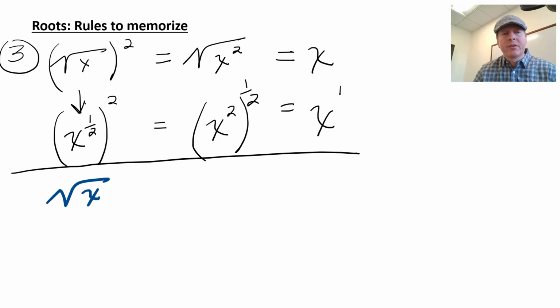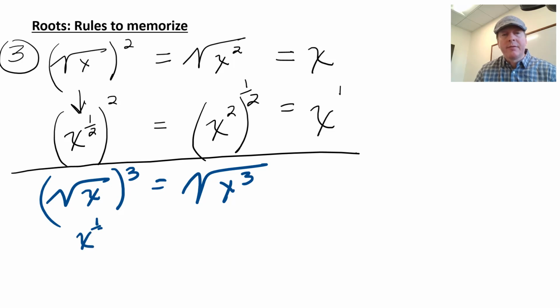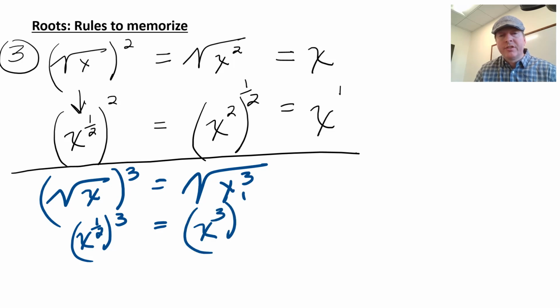Suppose I had the square root of x cubed. That is the same thing as the square root of x, cubed. X to the 1/2 cubed is equal to x cubed raised to the power of 1/2. Both of them are x raised to the power of 3 over 2.